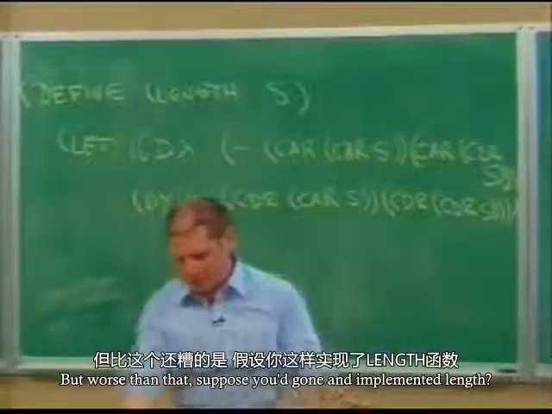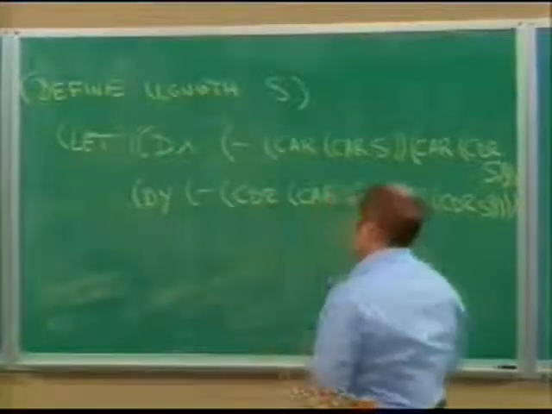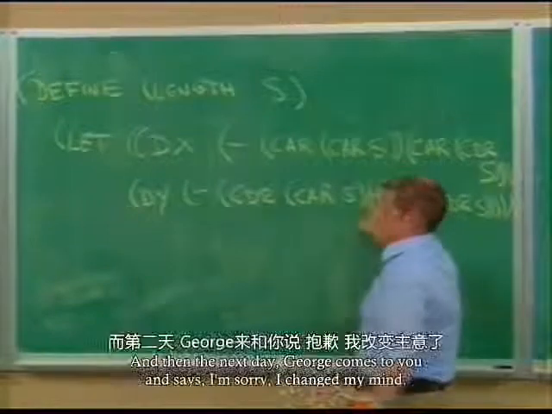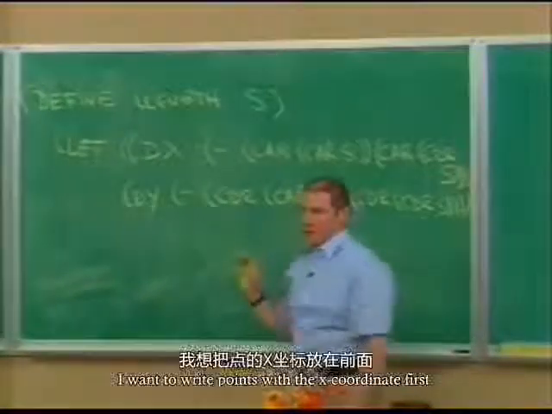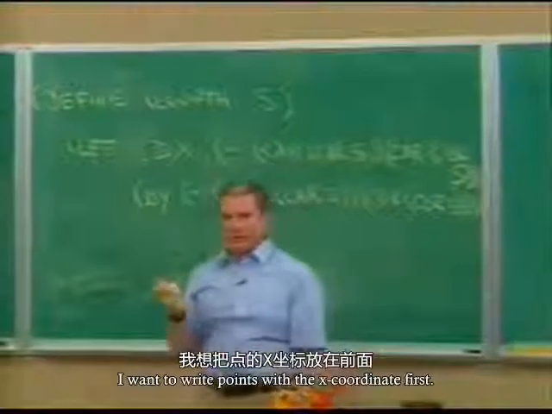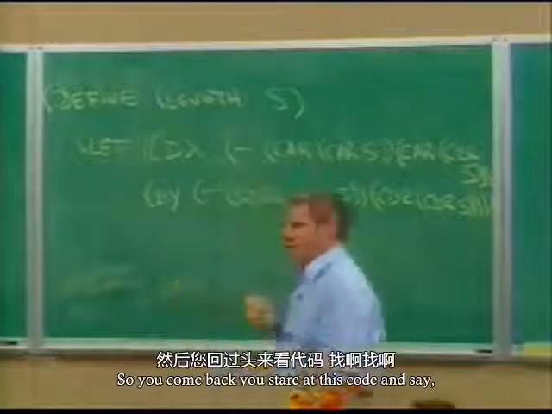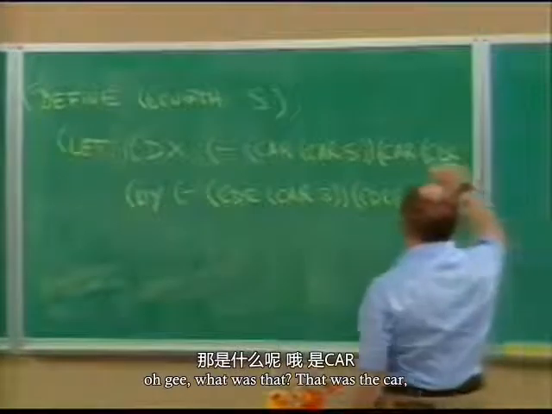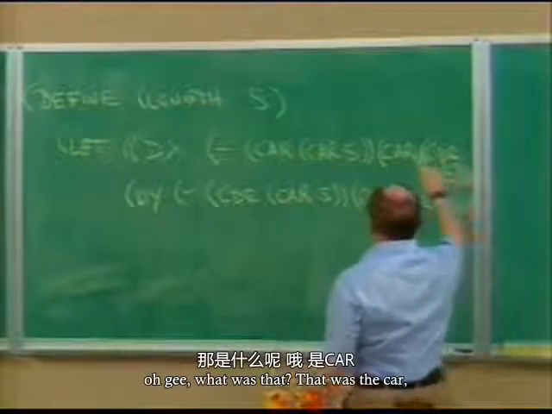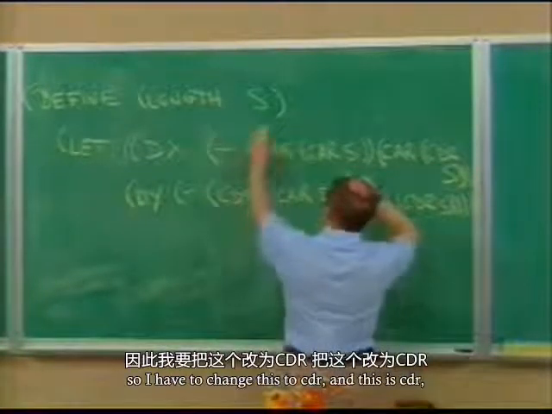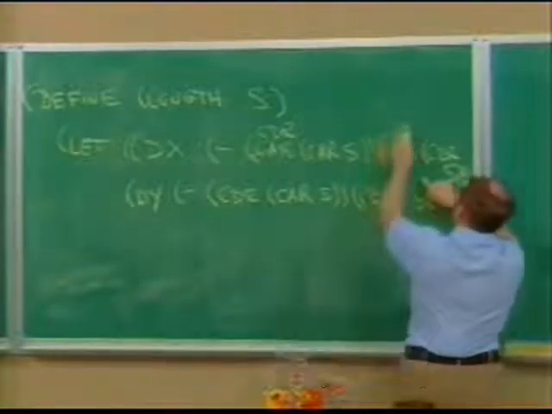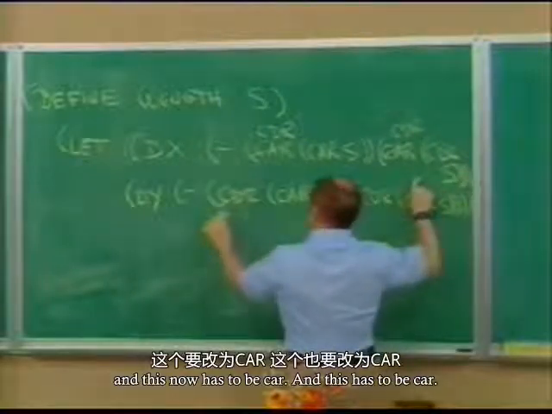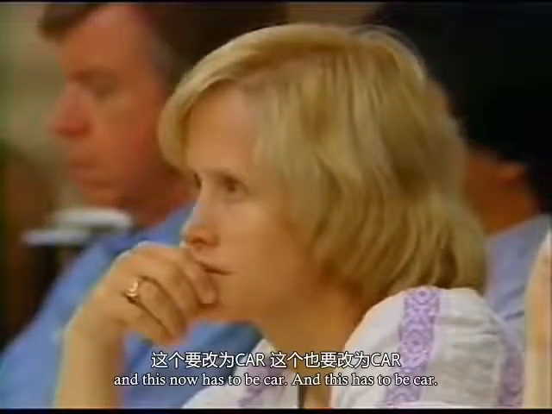Suppose you'd gone and implemented length. And then the next day George comes to you and says, I'm sorry, I changed my mind. I want to write points with the x-coordinate first. So you come back and you stare at this code and say, oh, gee, what was that? That was the car. So I have to change this to coulter. And this is coulter. And this now has to be car. And this has to be car.